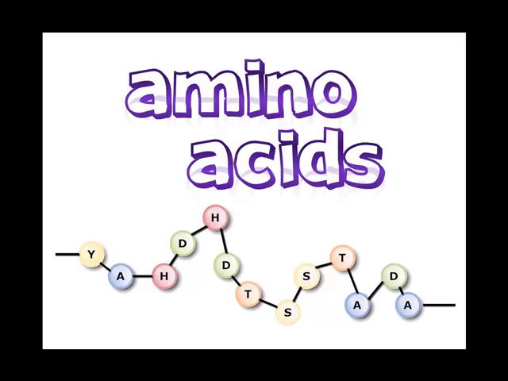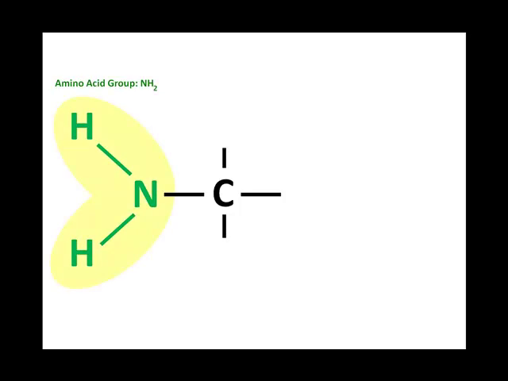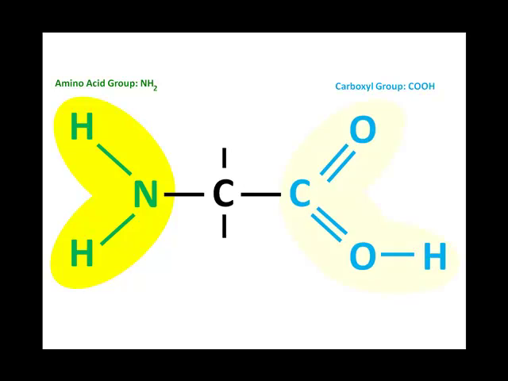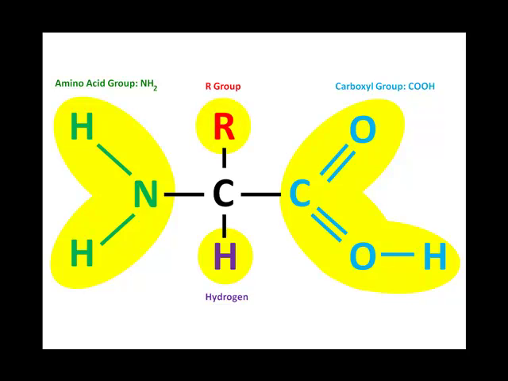Amino acids? Yes, every amino acid has a central carbon atom attached to 4 different chemical groups. An amino group, NH2, a carboxyl group, COOH, a hydrogen atom, and an R group. What's an R group? Well, the R group is a different molecule in different amino acids. It could be a whole range of different groups.